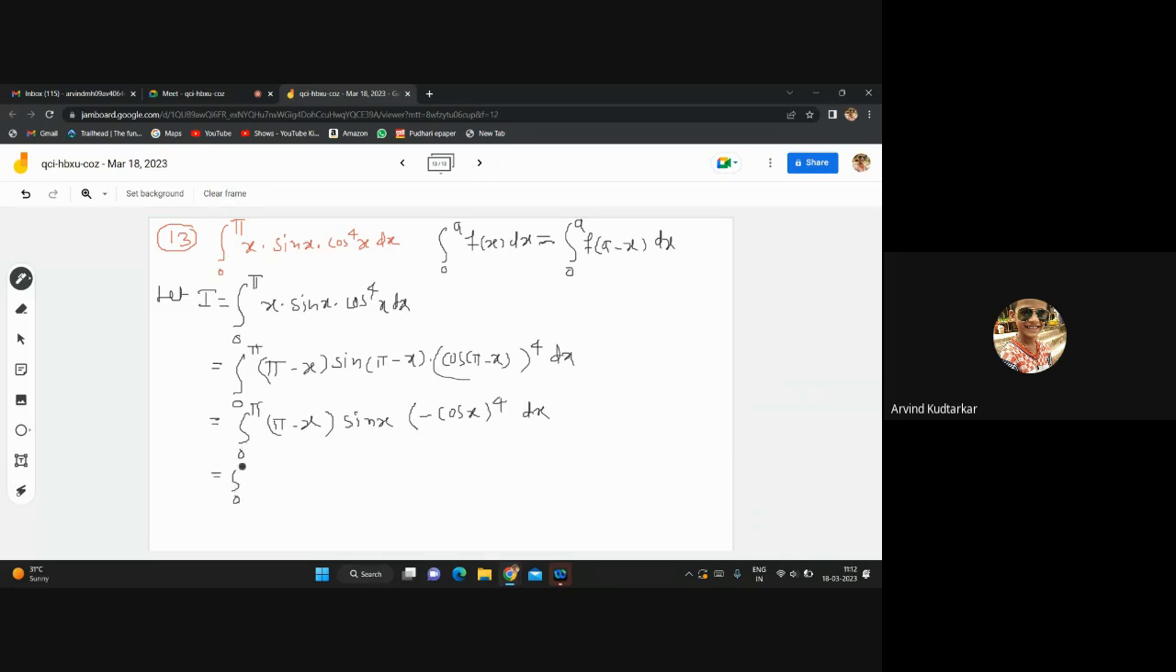So integral from 0 to pi of (pi minus x) into sin x into cos to the power 4x. You will split this integral into two integrals, and the second integral will be the same as the given integral. Look, we can express the integral this way. Pi is a constant, so take it outside, into integral from 0 to pi of sin x into cos to the power 4x into dx. The second one has a minus.